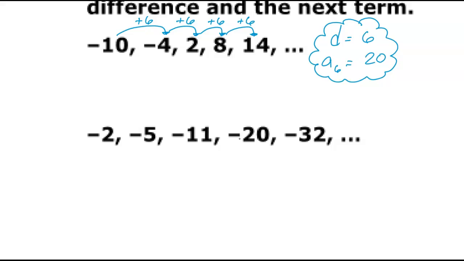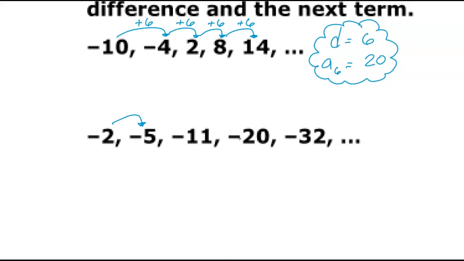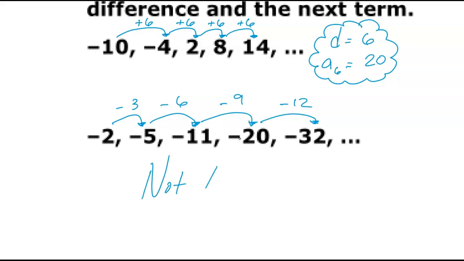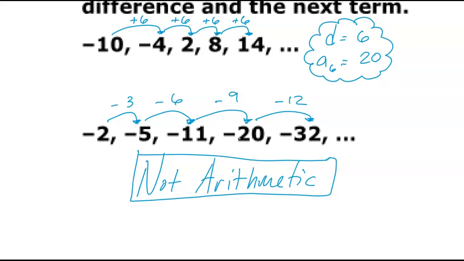Now this next one, negative 2 to negative 5. What's happening? Minus 3. What about negative 5 to negative 11? Minus 6. Negative 11 to negative 20. Minus 9. And negative 20 to negative 32. It's 12. So, do we have a common first difference? No. It is not arithmetic. It has a common second difference, by the way, but we don't need to know that here. We just were asked, is it arithmetic? But it does have a common second difference.